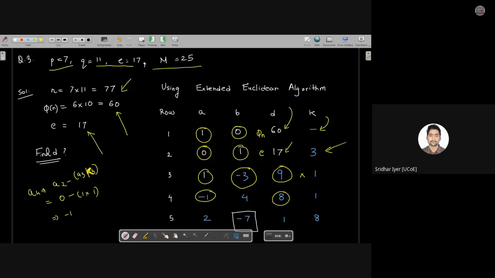Fine. With the similar logic, we will find out B4. What will it be? It will be nothing but 1 minus of minus 3 into 1. It simply turns out to be 1 plus 3, that is 4. Fine. Now what we will do, we know that 8 can come only once. So it is 8 ones are 8 and the remainder will be 1. So we got this value over here.